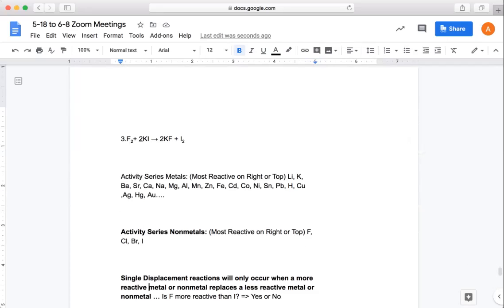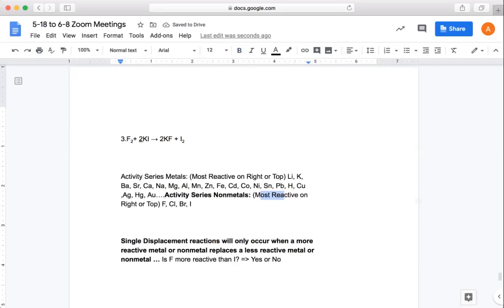Again, this is a single replacement reaction because we have a lone chemical entity reacting with a bonded chemical entity. But here, we're dealing with fluorine, which is a nonmetal, which might or may not replace iodine. How do we know? We have to look at the activity series for nonmetals, which is right here. The most reactive nonmetal is on the left or top. In this case, it's just a single line. F is the most reactive, followed by chlorine, followed by Br, followed by I.